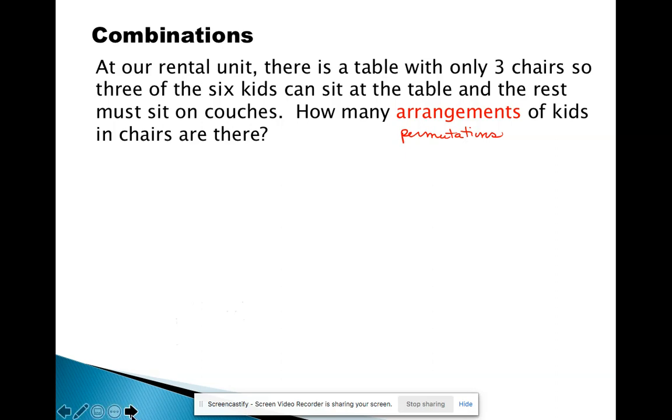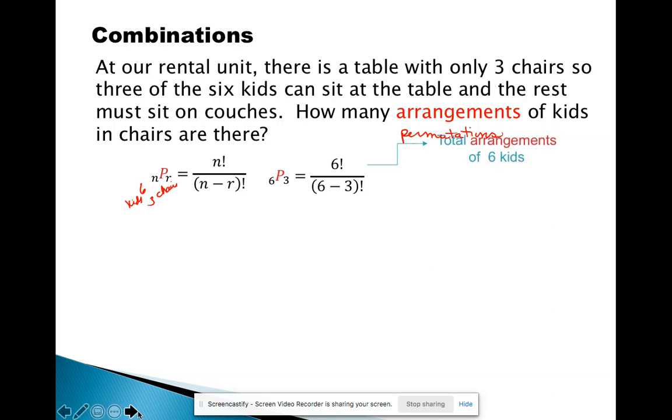So from yesterday, we would say, well, there were 6 kids, but only 3 chairs. So we would fill out our formula and say 6 times 5 times 4 times 3 times 2 times 1 would be the arrangements of the kids, but we didn't want any repeats, right? So we would divide off those groups. So again, the numerator is the total arrangements of the 6 kids. The denominator is based on the fact that I only had the 3 slots, the 3 chairs.